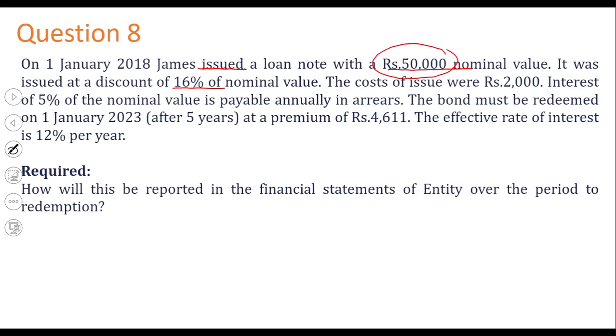It was issued at a discount of 16% of nominal value. The cost of issue was 2,000. This is the transaction cost. We know that if it is a liability, the transaction cost should be deducted. Interest is 5%, paid annually in arrears, in the sense at the end of each year. The bond must be redeemed in January 2023 after 5 years. I need to give the money back. Remember, with a premium of how much? 4,600.